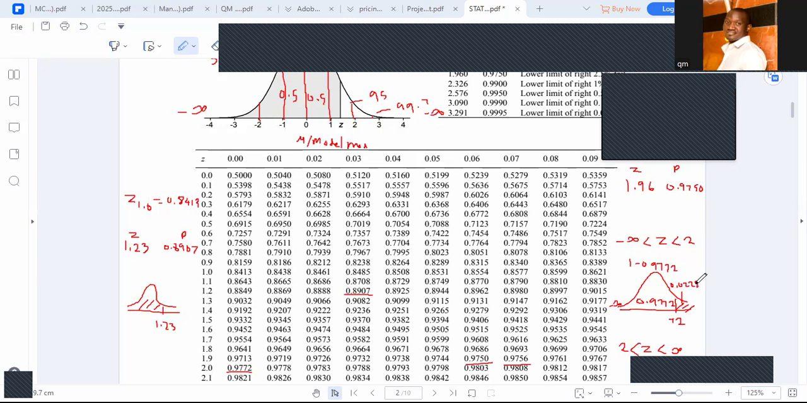All together, the area must add up to 1. Okay, is that clear? I'm a little bit behind on that one.